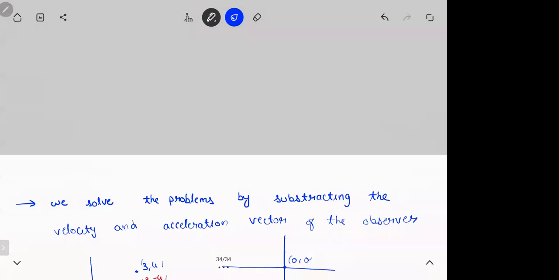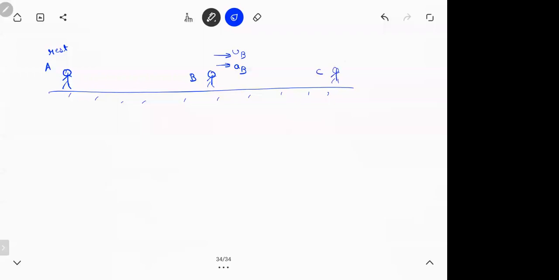Next, let's see an example. Let's say we have 3 people. A is at rest. B is going with UB and AB. C is going with UC and AC. 3 people are there, getting it? A is at rest. B and C are going with different speeds and different accelerations.